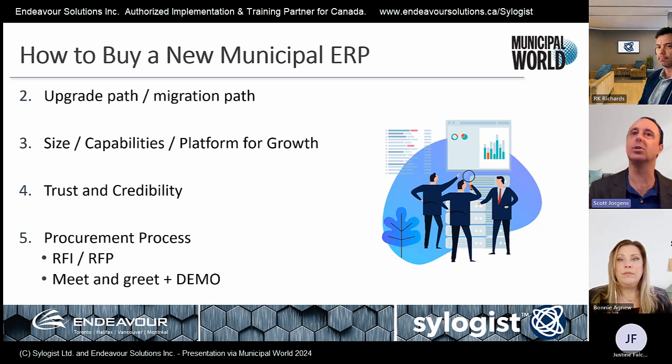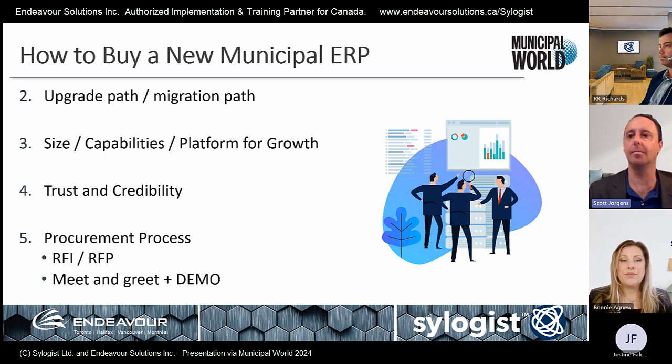The size, capabilities, really laying down your platform for growth. And that was talking about that maturity model. How are we going to pull the different pieces together? And what does go live look like versus year 2, year 3, year 4? Are there other components that we want to pull together?